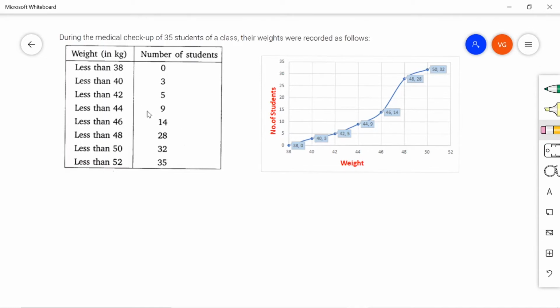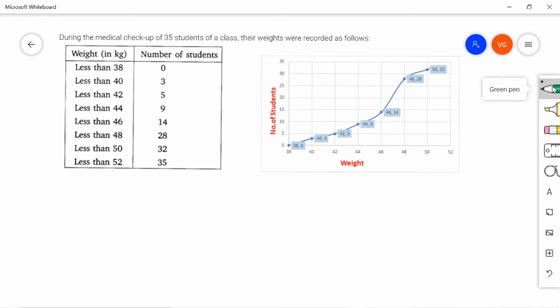So directly we can draw the ogive from the given data, that is 38, 0; 40, 3; 42, 5; 44, 9, like that. I have already marked all the points here, taking weight on the x-axis and number of students on the y-axis. So the corresponding points I have marked here and joined with a freehand curve. So now you have to find the median. First, let us calculate to find the median. We need the frequency and class interval. This less than type data will not work for us, right?